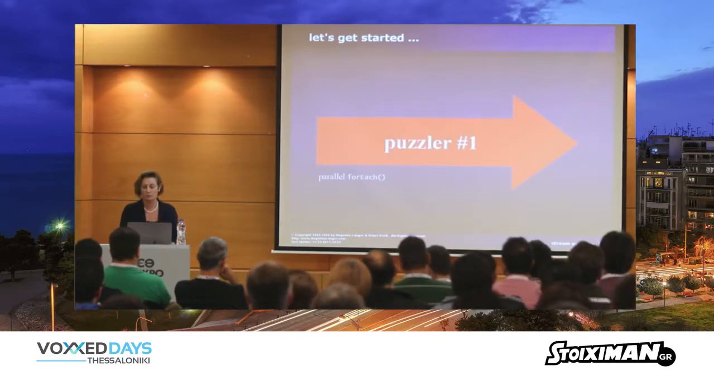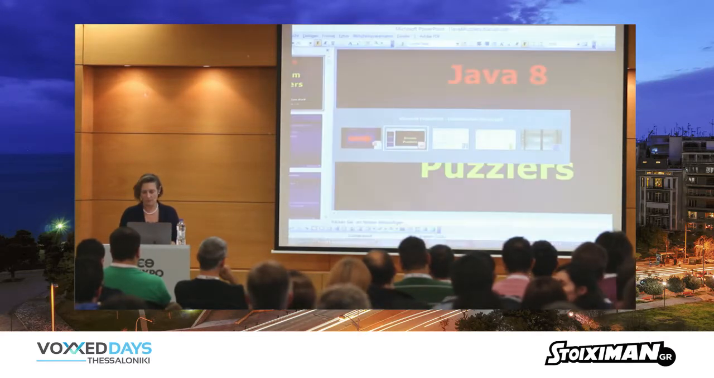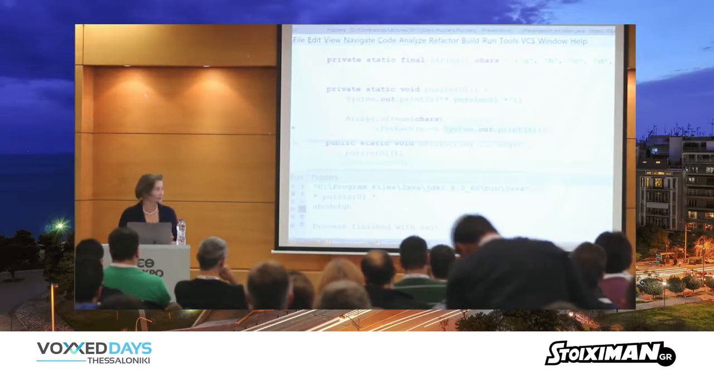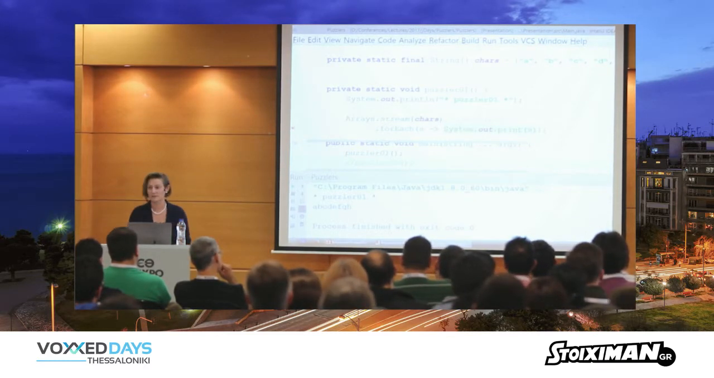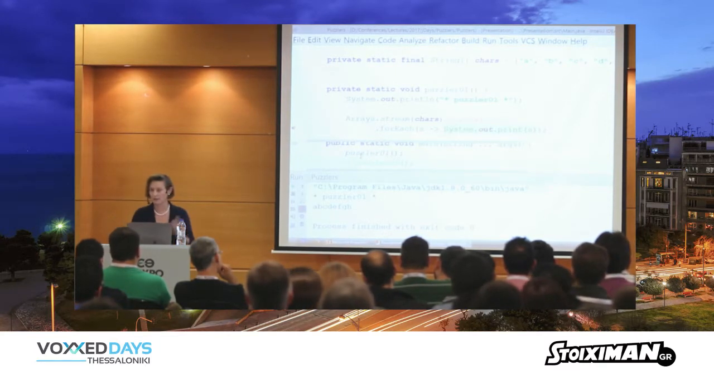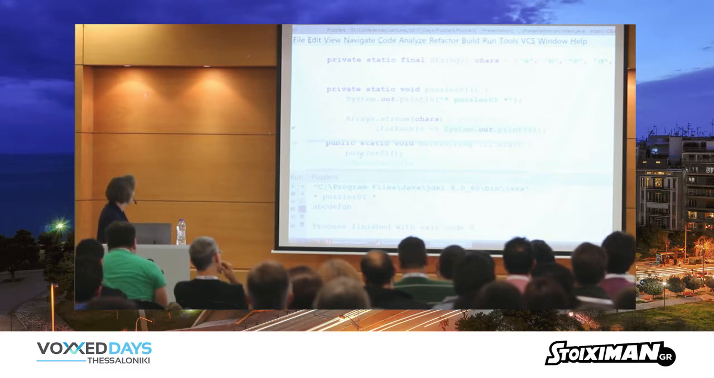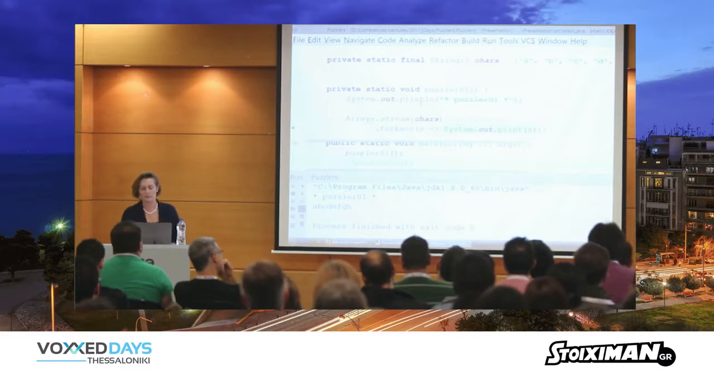Okay, so the first puzzler, we will talk about forEach and what forEach does. What I'm using here is the IntelliJ IDE. You see the top part is the puzzler in question, and the middle part around here, can you see this? I'm just commenting in and out the various puzzlers. It's a split screen. Down there, we see what it produces. So let's look into the source code here.